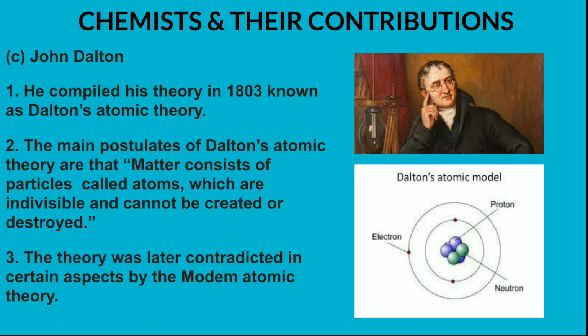Then we come to John Dalton. He compiled his theory in 1803, which was known as Dalton's atomic theory. The main postulate of Dalton's atomic theory was that matter consists of particles called atoms, which are indivisible and cannot be created or destroyed. That was the main postulate of Dalton's atomic theory. We'll come to it later on. The theory was later contradicted in certain aspects by modern atomic theory, but this was the main postulate of his theory.